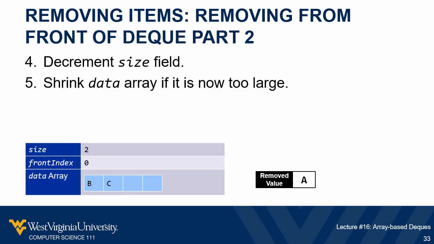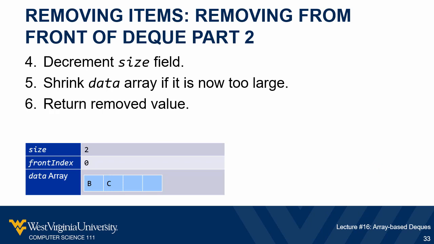I'll shrink the data array if it's now too large. In this case we're not, because we're using exactly half the capacity. We only shrink if we're using less than half the capacity. And then once we've finished that up, and replaced the array if we needed to, we'll return our removed value. So we're going to return that A value.